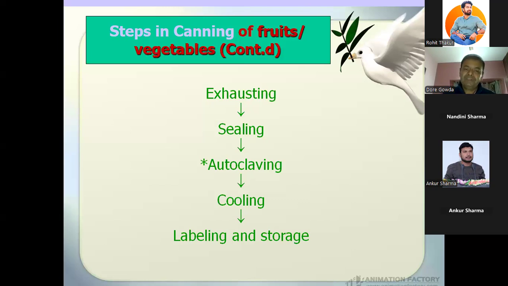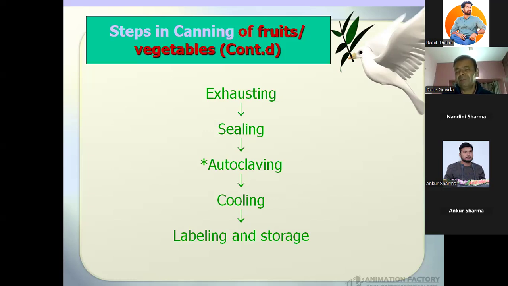If it is fruit, we can just heat at boiling temperature. Around 100 degrees boiling temperature is sufficient to kill the microorganisms present in the fruits. But it is not easy in case of vegetables, that's why we are going for autoclaving. Then immediately we have to take out the cans and cool them by putting them in normal water. Then we wipe off the water, then label and store.